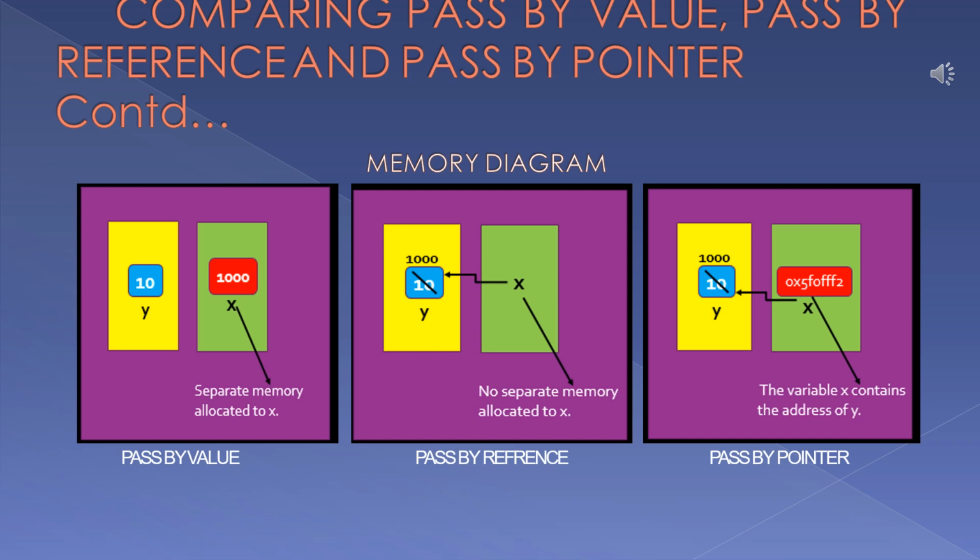Third case, pass by pointer: x has a separate memory location, but it is referring to the address of y. So any change using the address will be reflected back in y. So in the first case, no change in y. Second and third case, both change the value of y to 1000, x cube.